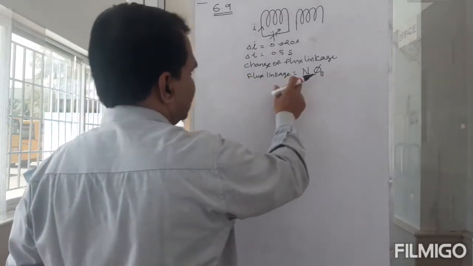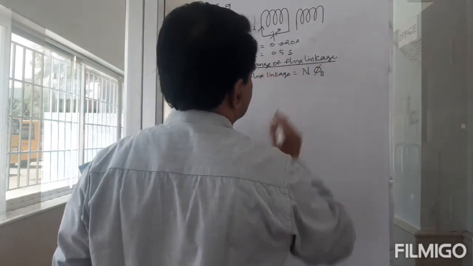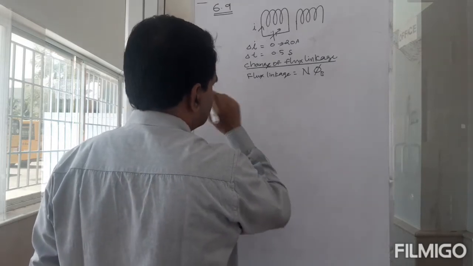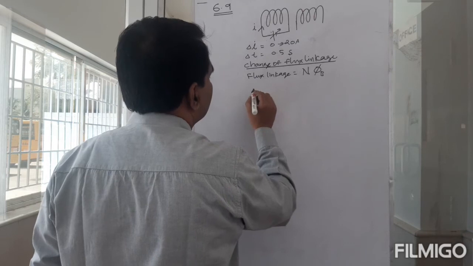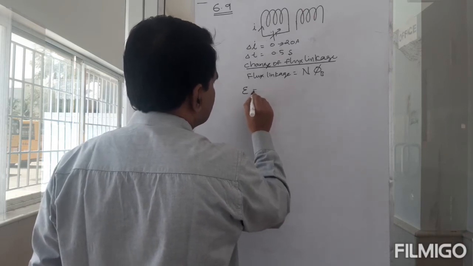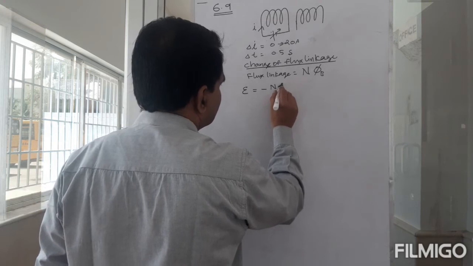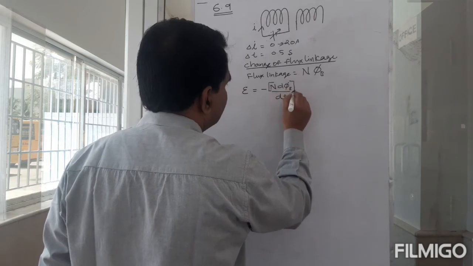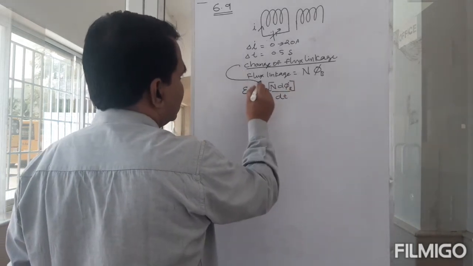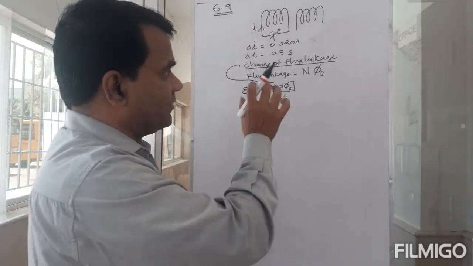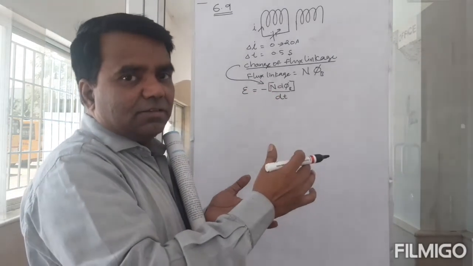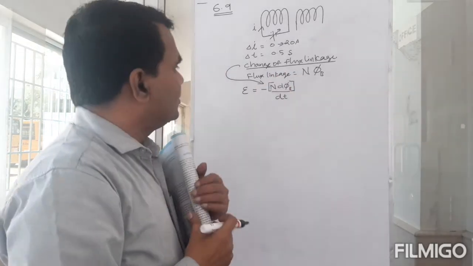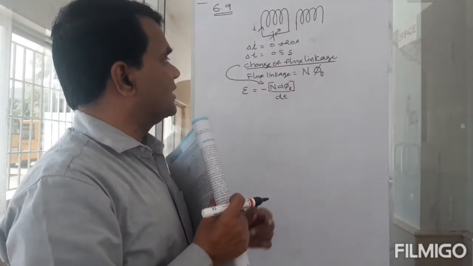But they don't want you to find that. They want you to find the change of flux linkage. So what do you know? We know that EMF is equal to minus N d phi by dt. So this is actually the change of flux linkage, N d phi. That's a change, right? If phi b changes, then N phi b will also change. So the change of flux linkage is N d phi by dt.